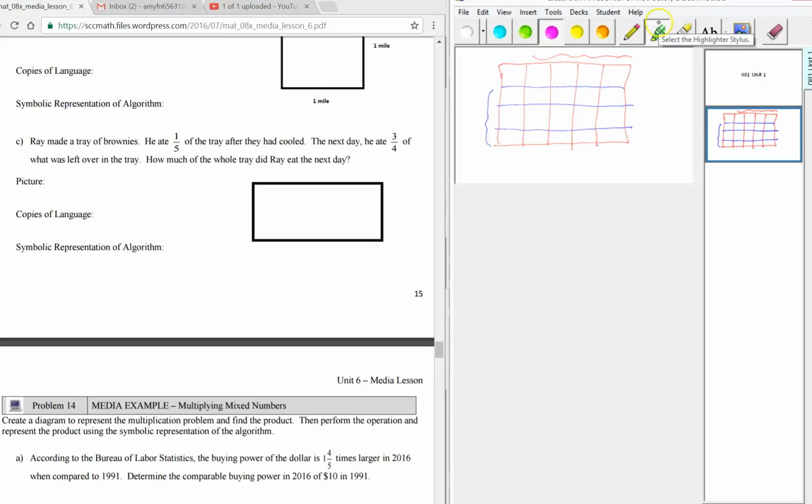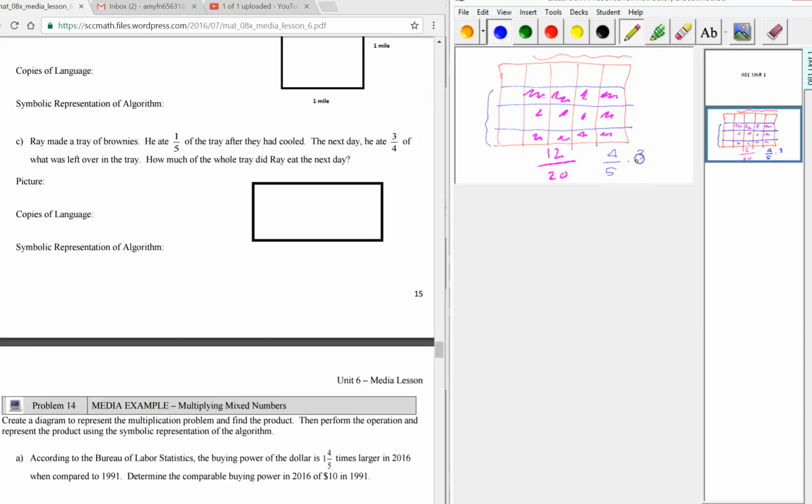So now notice, here's the 4/5, here's the 3/4. This is the intersection of the two. Okay, so looking at it this way, now they could see there's 20 equal pieces, and he ate 4 times 3, or 12 of them. Okay. So that will show the connection between the original multiplication if you don't simplify first, and it's important for them to see that.